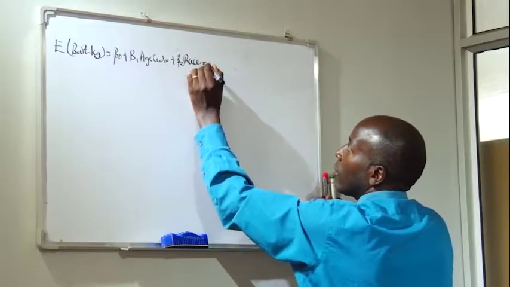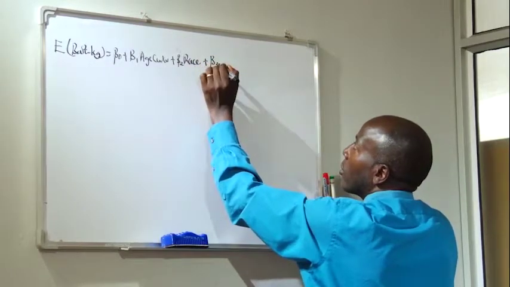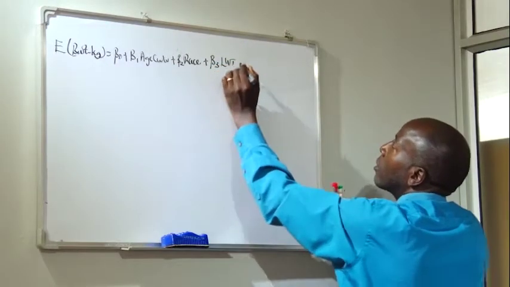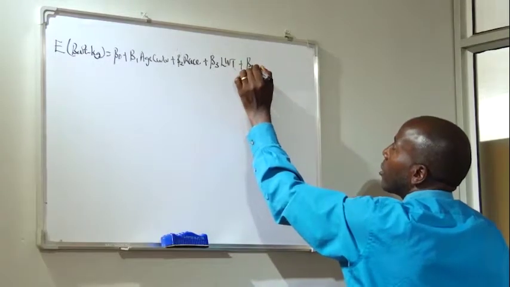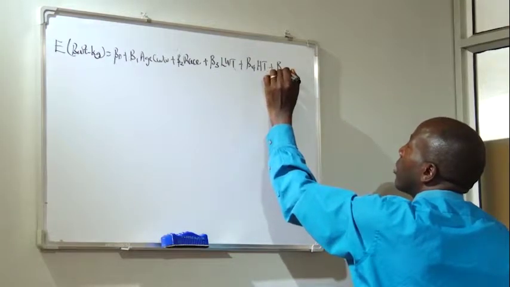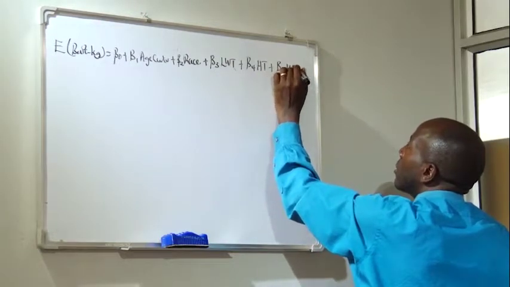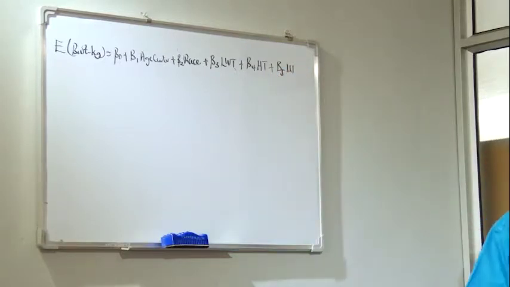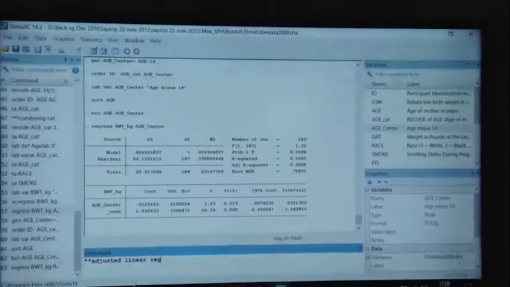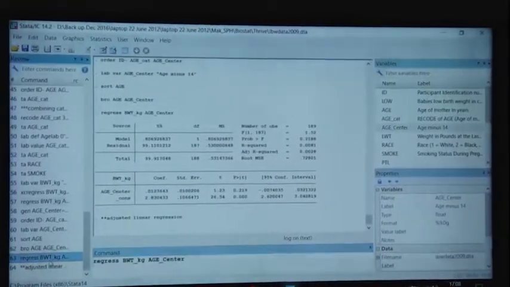Race, plus beta 3, we are going to put in mother's weight at conception, plus beta 4 hypertension, plus beta 5 uterine irritability and so on. Okay? Now we are doing what? An adjusted model. So you can put in here adjusted linear regression.